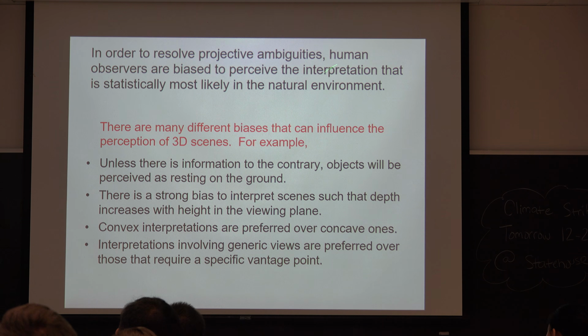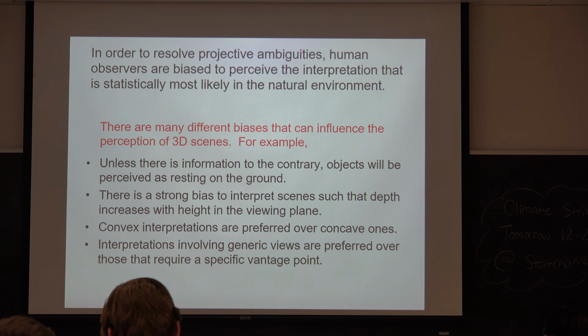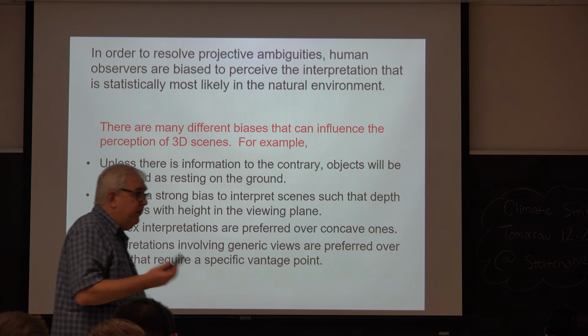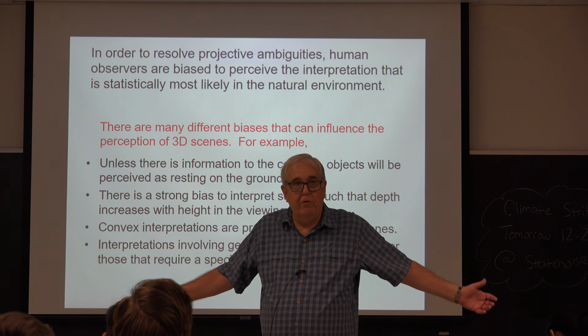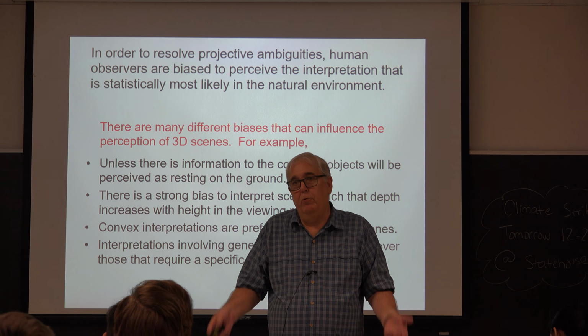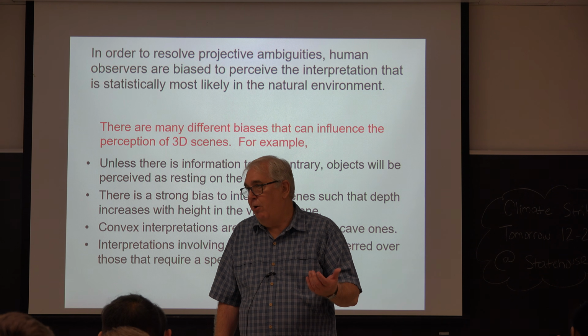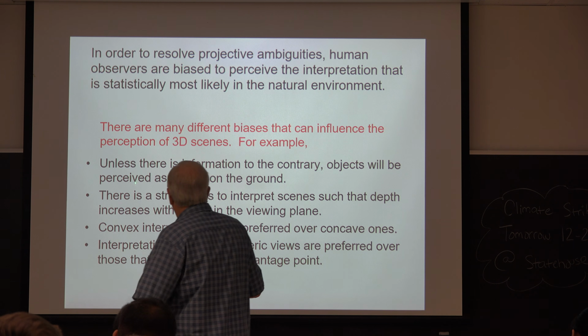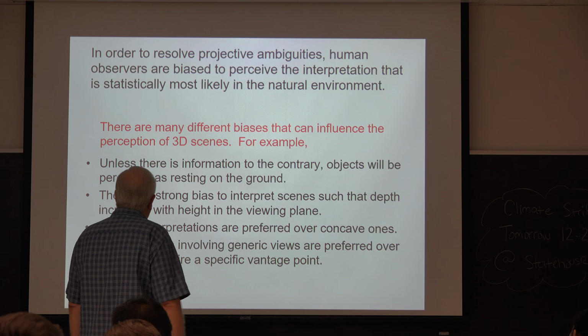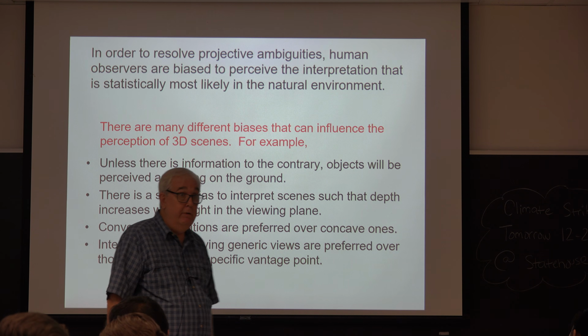All right, in order to resolve projective ambiguities, human observers are biased to perceive the interpretation that is statistically most likely in the natural environment. There are a lot of regularities in the natural environment that you can build into the system through evolution or through learning. Some of them are really, really general. For example, unless there is information to the contrary, objects will be perceived as resting on the ground.